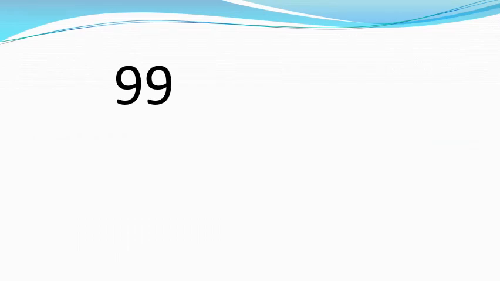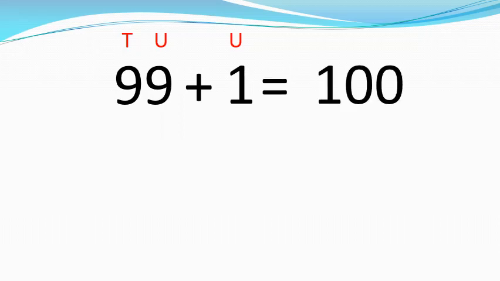So children, just to revise, the number 99 is the biggest two-digit number that we had learnt. When we add one more unit, so we know it's 9 tens and 9 units, when we add one more unit to the number 99, we get a three-digit number. And that three-digit number is 100. The number 100 is the smallest three-digit number.